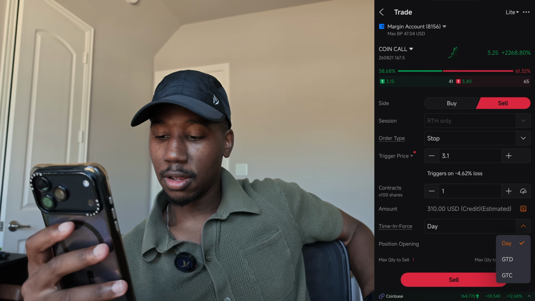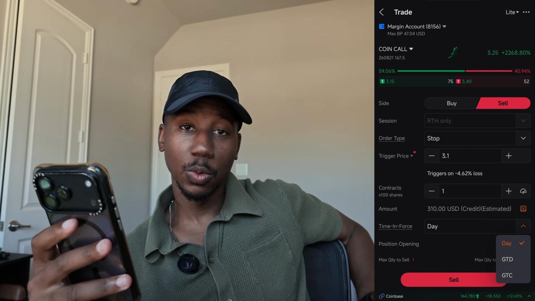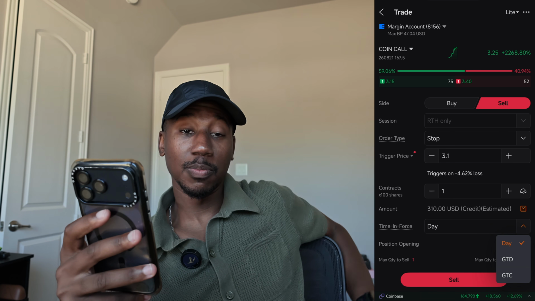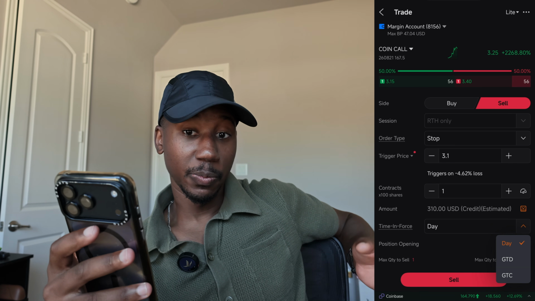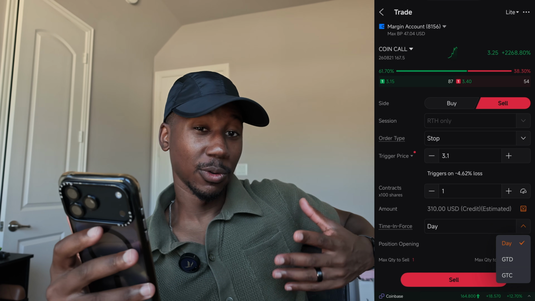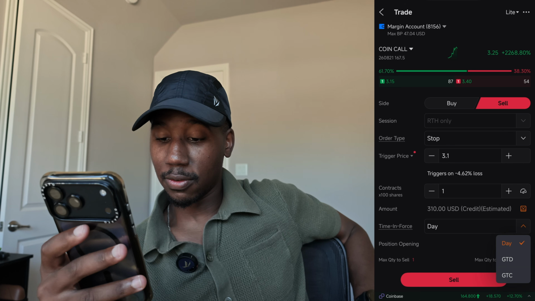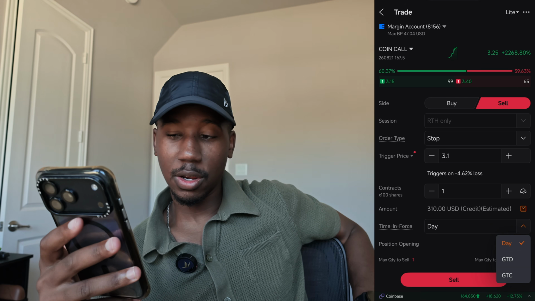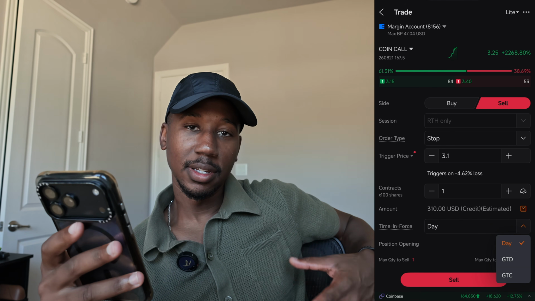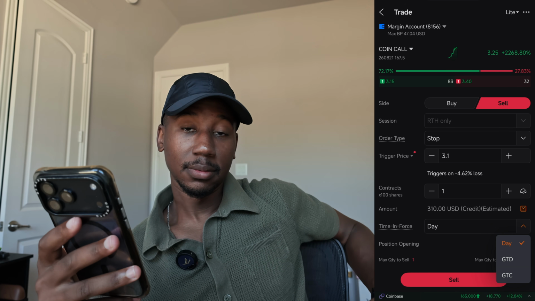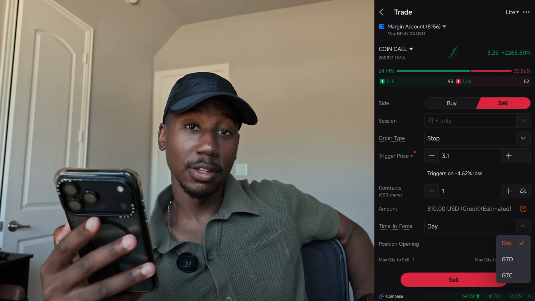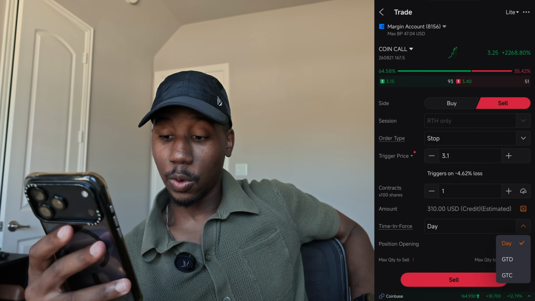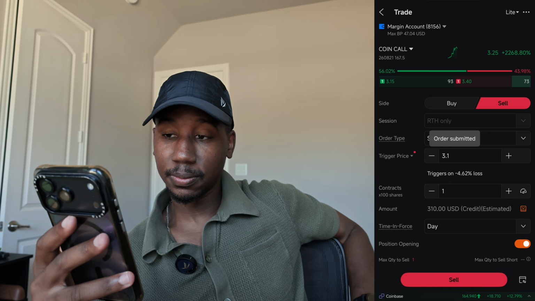One other thing to pay attention to is this time in force right here. You have day, which means this trade that I'm setting up right now will expire at the end of the day. So if this contract's still around tomorrow, I'll need to set it up again or think of something else. We have, I don't know what GTD is, if I'm being real, but GTC is good till canceled. That means until the contract either expires or you cancel it, the condition will be there. All right, so right here, looking at this, I'm just going to hit sell.